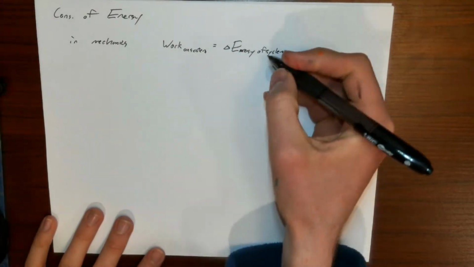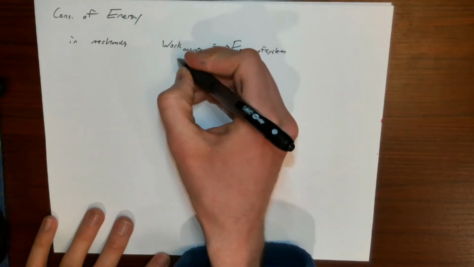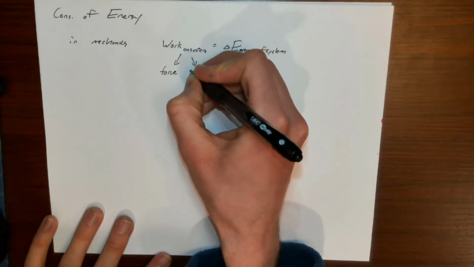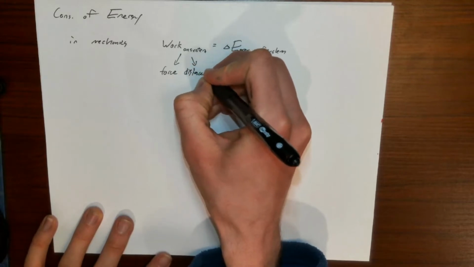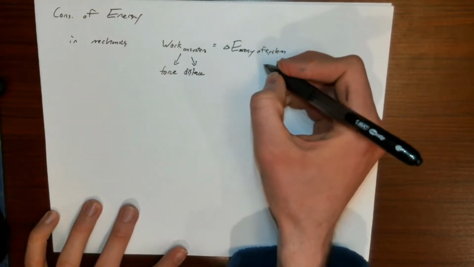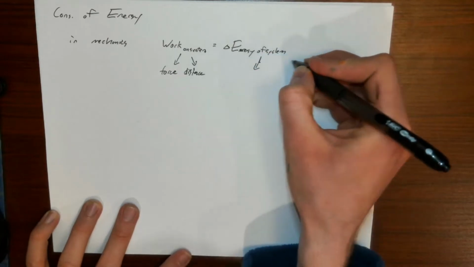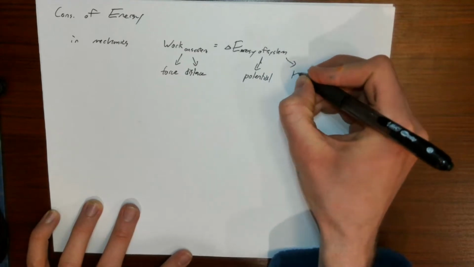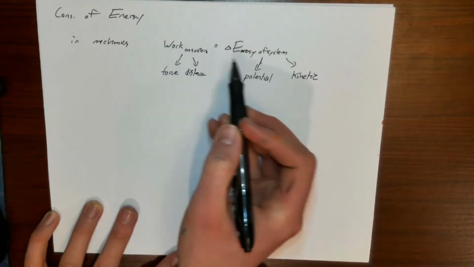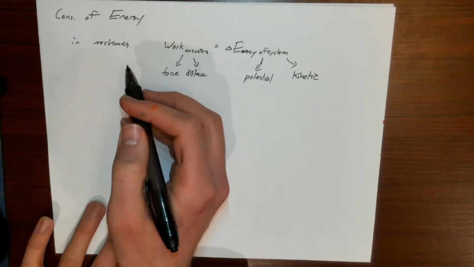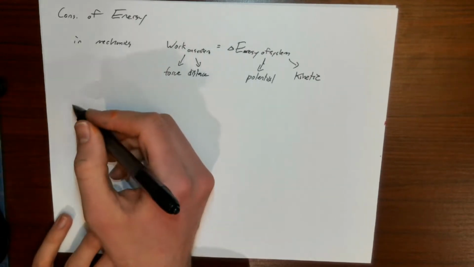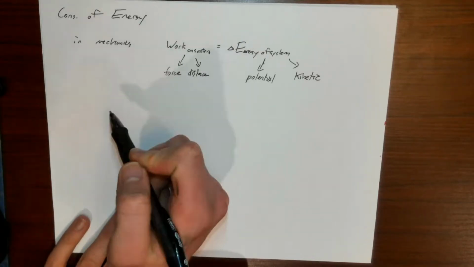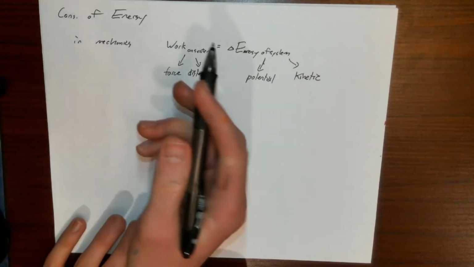And the energy of a system comes in different flavors, right? So work is basically related to force and the distance that force is applied over. And the energy of a system comes in many flavors, and in particular it comes in terms of potential energy and kinetic energy. So, in mechanics, we often talked about particles on springs and going up and down hills and rolling and things like that.